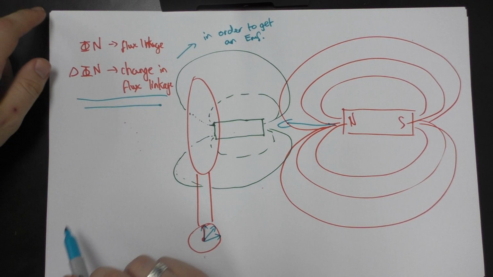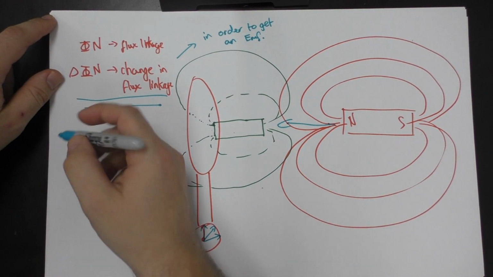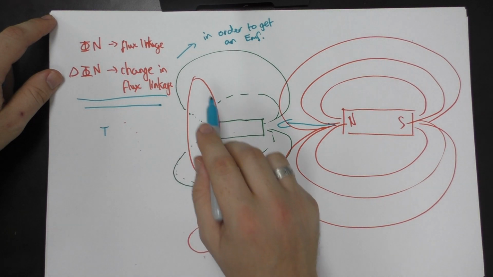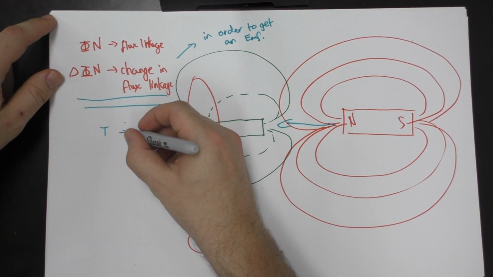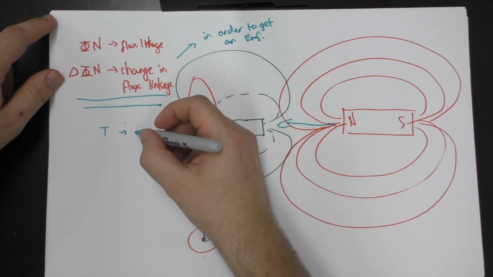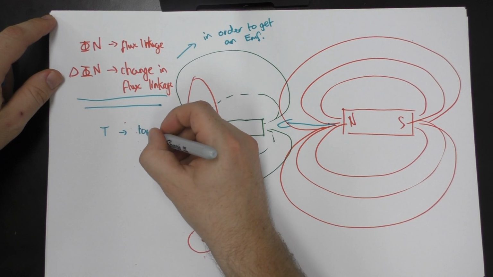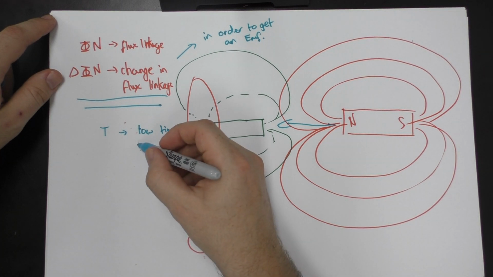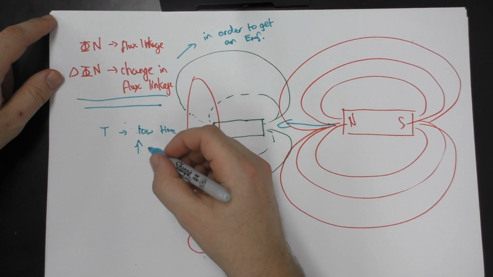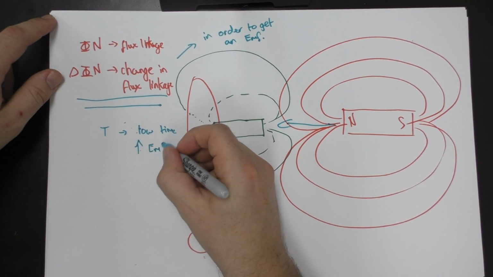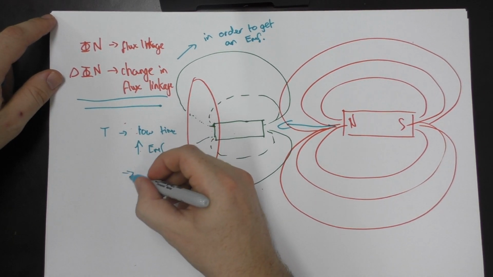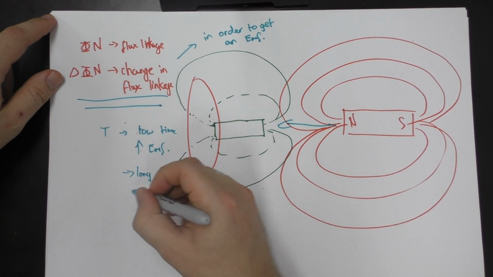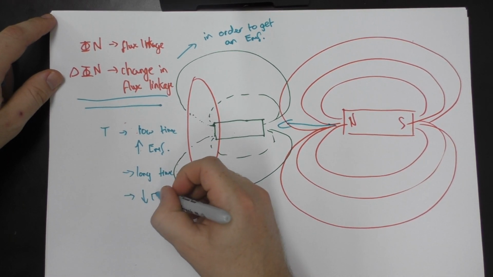So now we can introduce another term here. And this other term is time. Time affects the EMF. A very low time, i.e. it moves very fast, means you're going to have a high EMF. Conversely, a long time means you'll get a very low EMF.